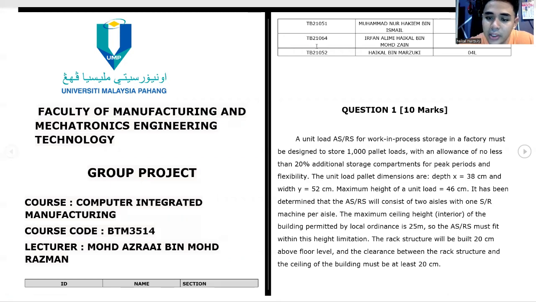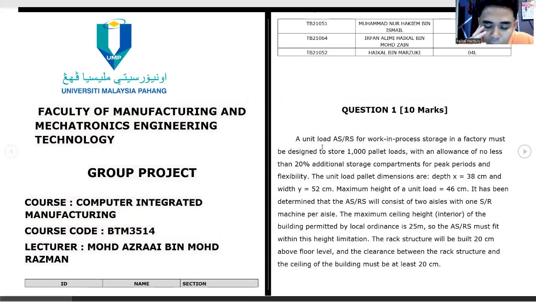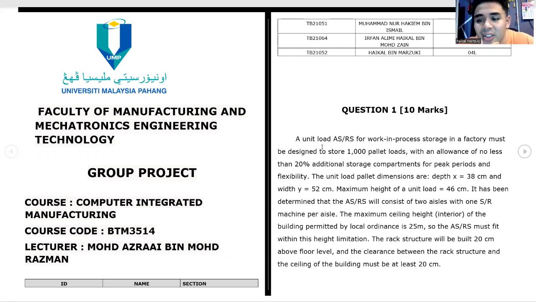For question number 1, a unit load ASRS for work in process storage in the factory must be designed to store 1,000 pallet loads with an allowance of no less than 20% additional storage compartments for peak periods and flexibility. The unit load pallet dimensions are depth X of 38 cm and width Y of 52 cm. The maximum height of a unit load is 46 cm.